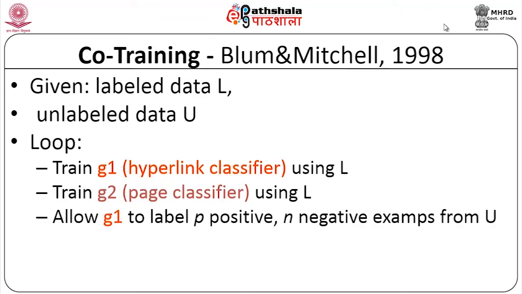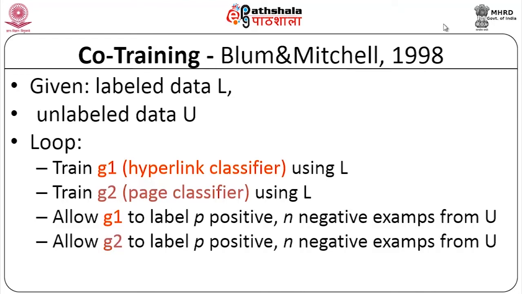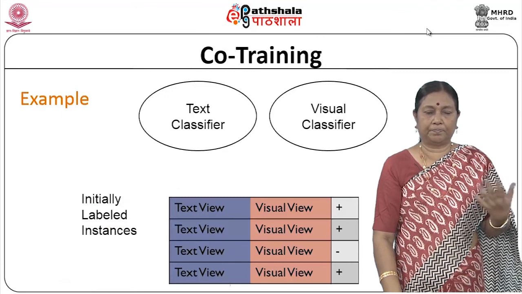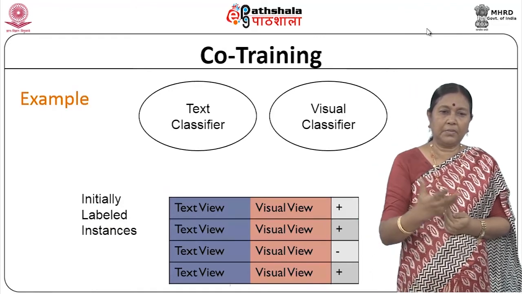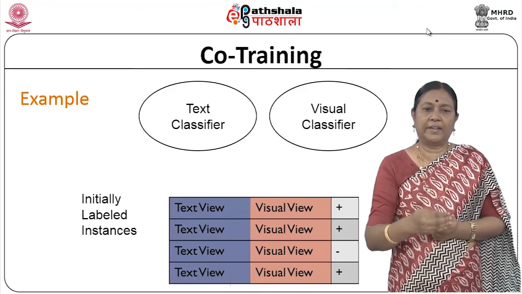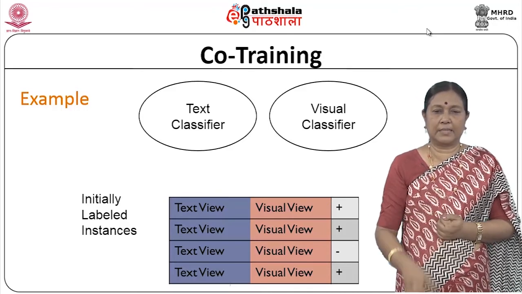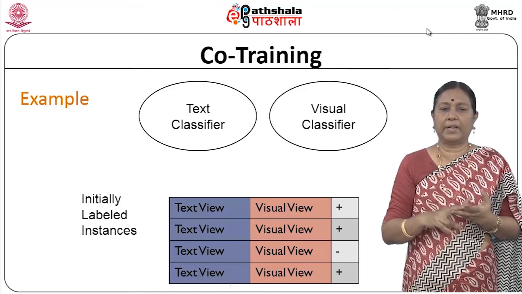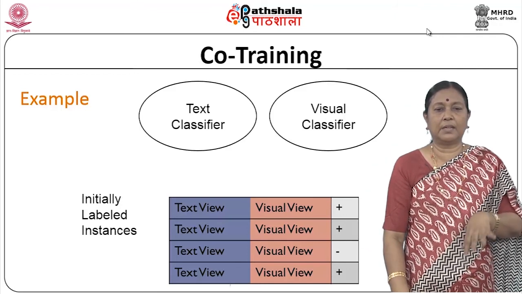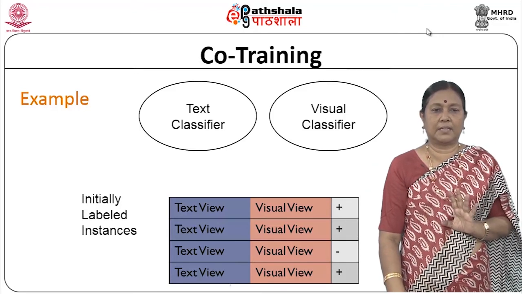Allow G1 to label P positive and n negative samples from U. Allow G2 to label P positive and n negative samples from U, and then add these self-labeled examples to L and repeat the loop. So, let us take an example here. You have a text classifier and a visual classifier, and here you have the initial labeled instances: text giving a positive, visual giving a positive, text giving a negative. So, these are the initially labeled instances.